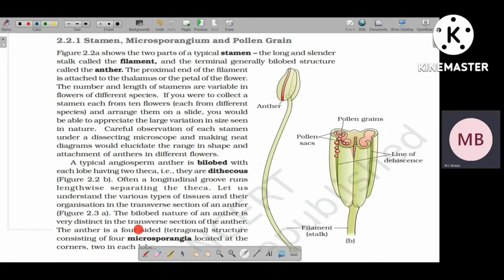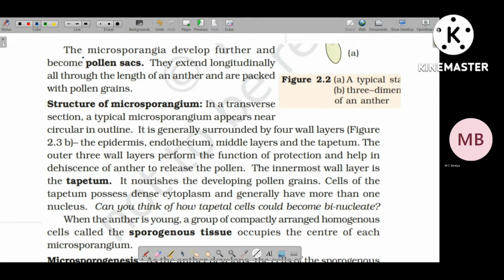The anther is a four-sided structure consisting of four microsporangia located at the corners. The microsporangia develop further and become pollen sacs. They extend longitudinally all through the length of an anther and are packed with pollen grains.